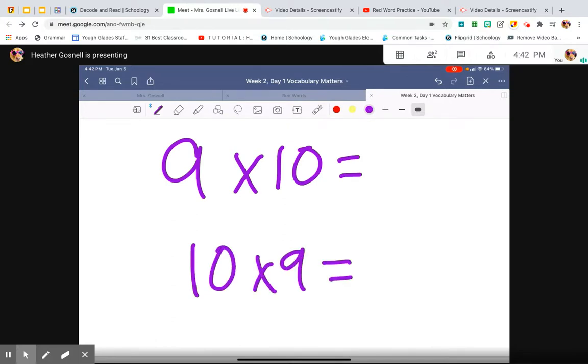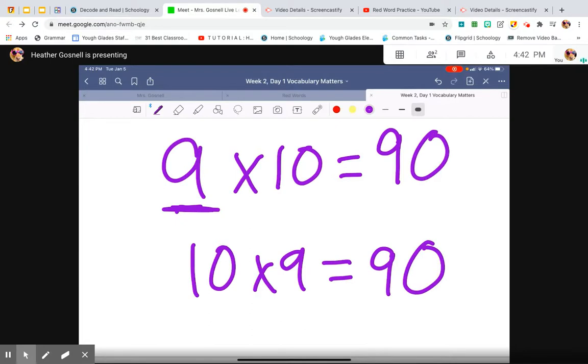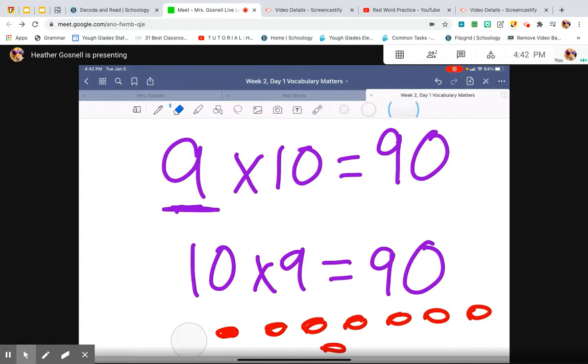All right, what do we have to do? We take that factor that's not 10 in this case. We plop it in there as our first digit in our product, and we add a 0 in the ones place. Boom, done. It's 90. You don't believe me? Double check it. Skip count. 10, 20, 30, 40, 50, 60, 70, 80, 90.